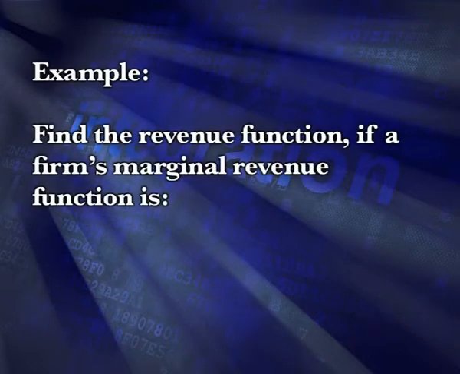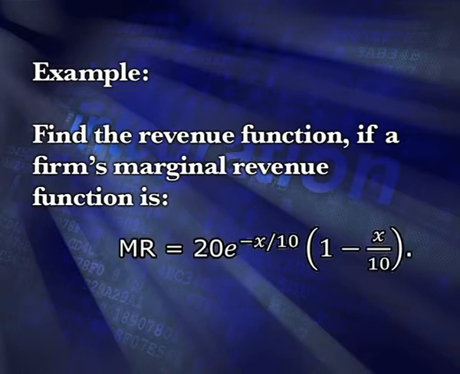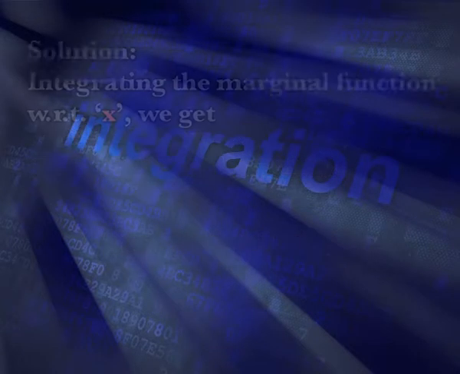Let's see another example. Find the revenue function if a firm's marginal revenue function is given as MR equals 20e to the power minus x by 10 times 1 minus x by 10. Let's see the solution.